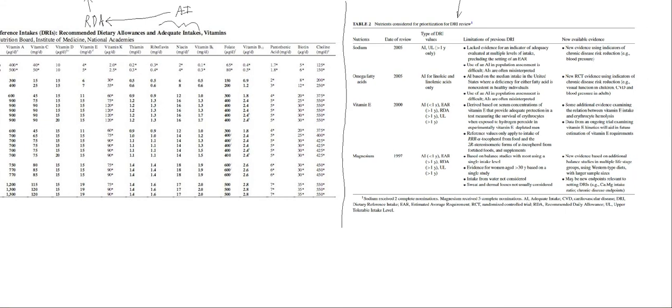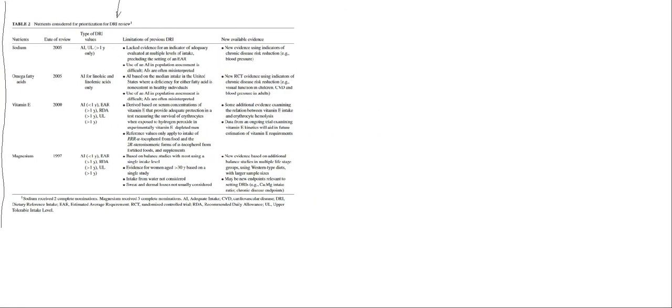And so you can have different criteria. Like I said, the endpoint is often disease prevention. So it's the amount of some nutrient you need to prevent some disease. For instance, something like vitamin D. Vitamin D is based on how much you need to maintain bone health, so maintain bone density.